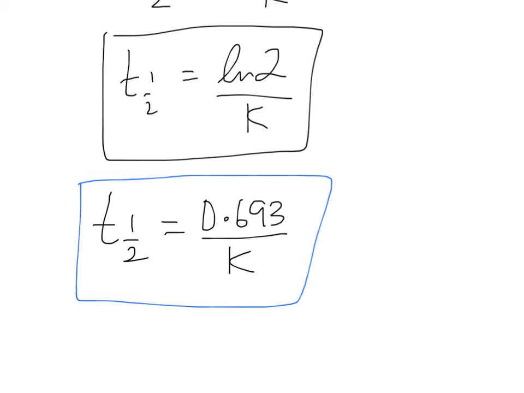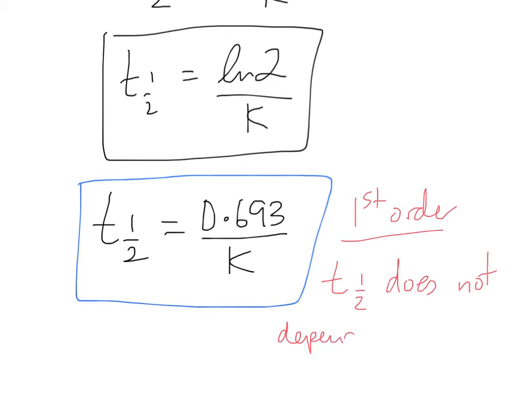So again, just to reiterate here, for a first order reaction, t sub 1/2, the half-life, does not depend on the original concentration. And that is really, really important. So that means for any chemical reaction or nuclear reaction, the amount of material you've got doesn't affect the time it takes for half of it to react away.